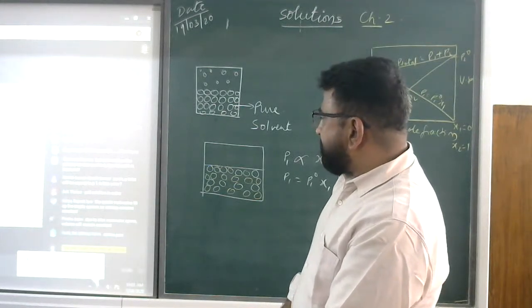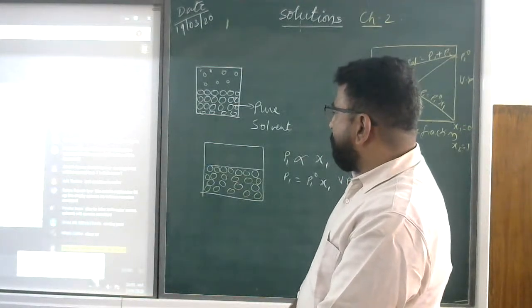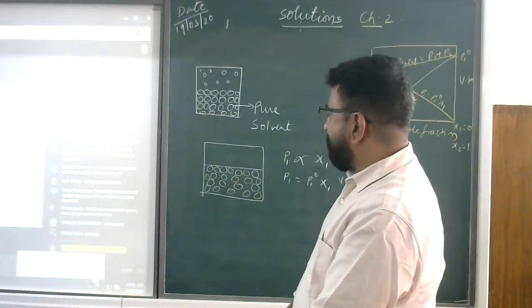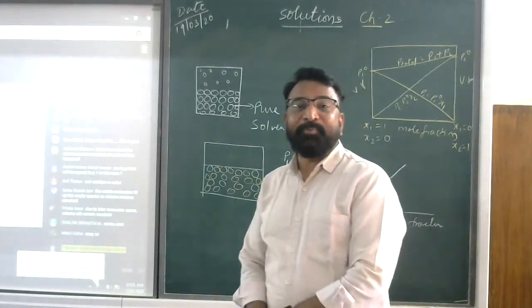The solute molecules fill up the empty spaces, so the volume remains constant. Okay, fine. Due to the intermolecular space, volume remains constant. Okay, fine. Nimbu pani, yes, good example. We can say nimbu pani.